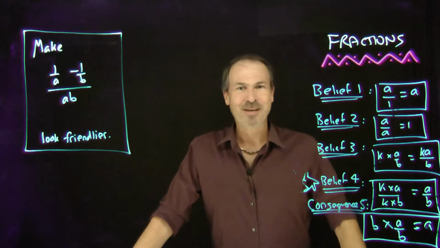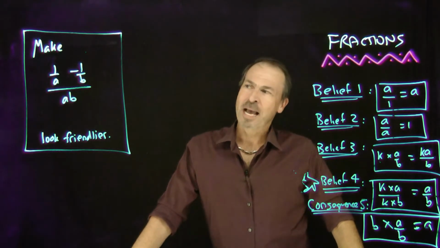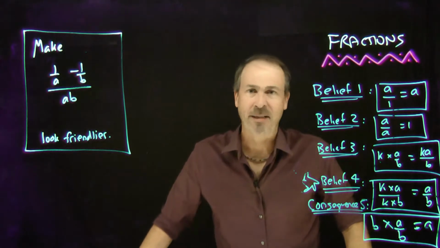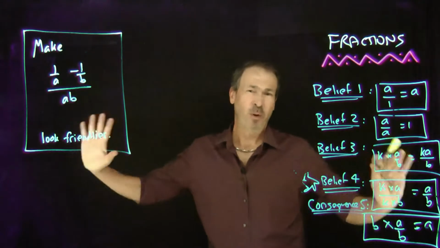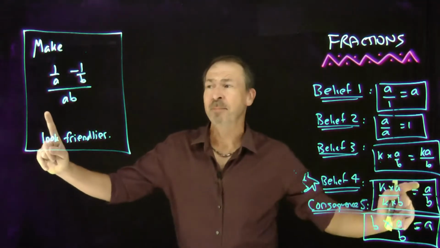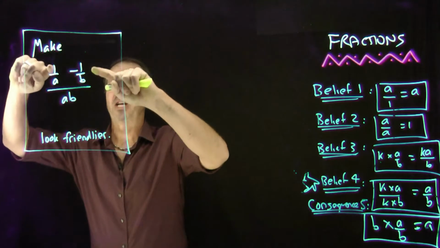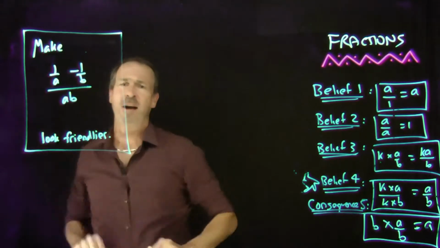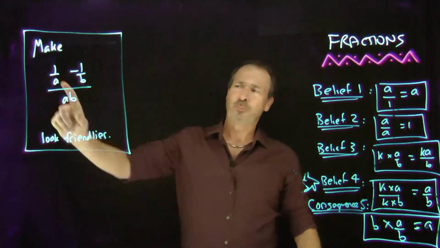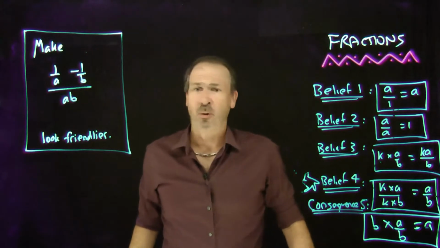Okay, that was fun. Let's do another one. Let's work out this. Suppose you're doing some algebra problem about some numbers a and b, and you're not actually told what the values a and b really are, but you know they're numbers. And you get to this final stage, 1 over a minus 1 over b, all divided by ab. That looks pretty complicated. So maybe you want to make that look friendlier.